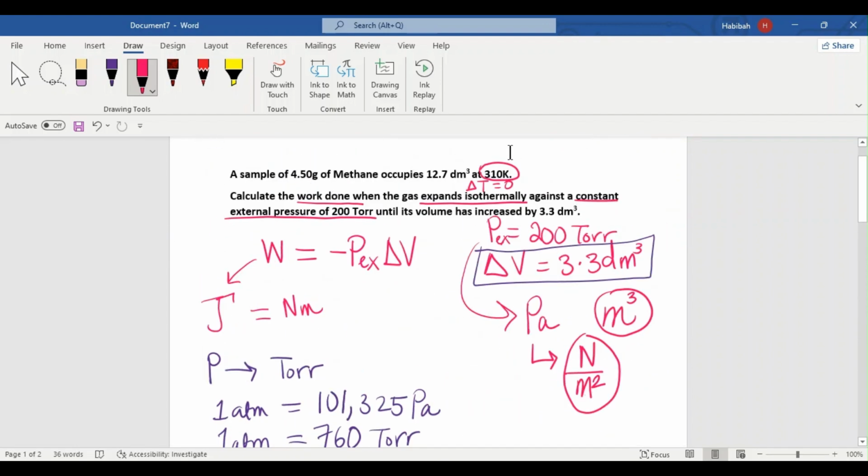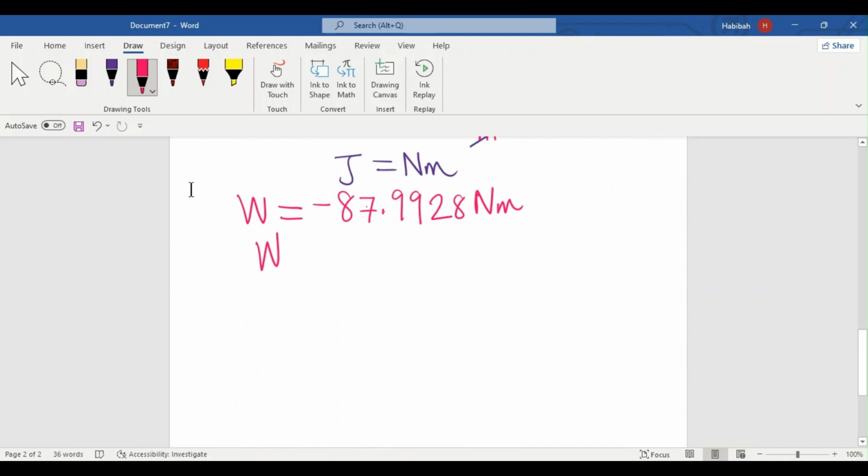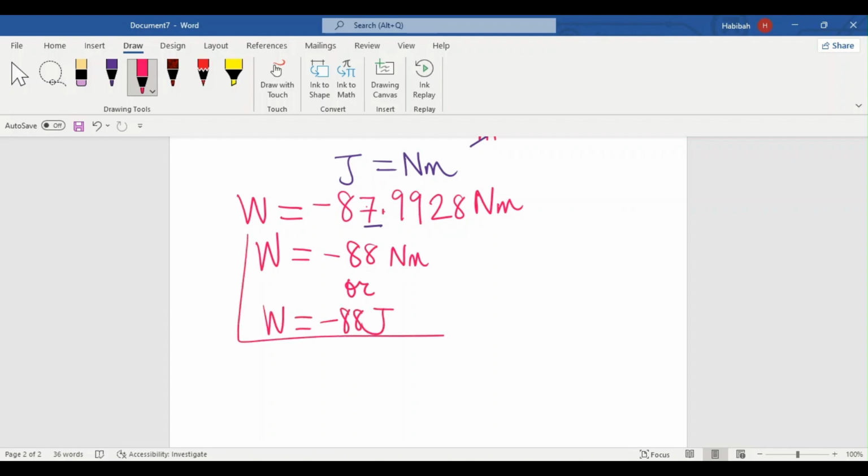We have to remember that since this is a chemistry problem or a science problem, we always have to remember to use sig figs. Everything we're using in this question: we've got 200 Torr, which is 3 sig figs, and we've got 3.3 dm cubed, which is 2 sig figs. So 2 sig figs is less than 3 sig figs, and we're supposed to use the lesser significant figures in chemistry or in science. So we round to 2 sig figs. That would be negative 88 Newton meter, or you can just say W equals negative 88 joules. And this is basically the answer to the question.